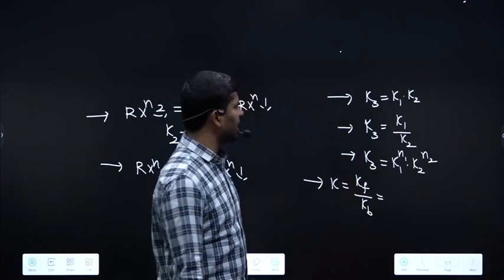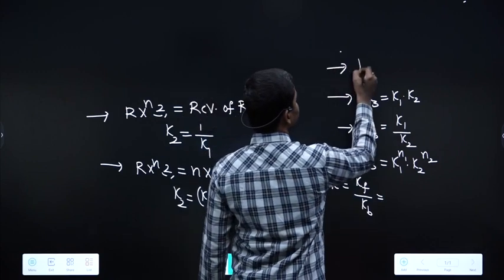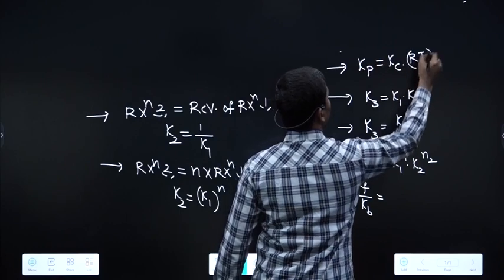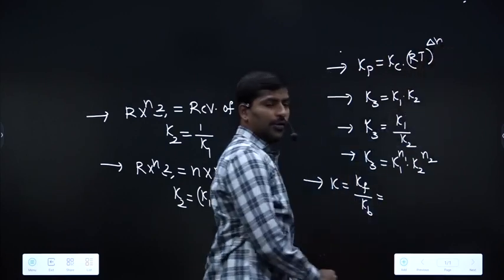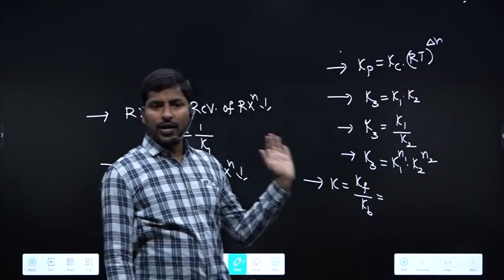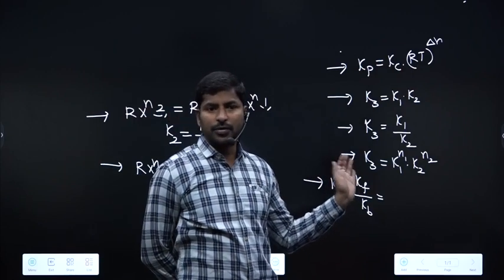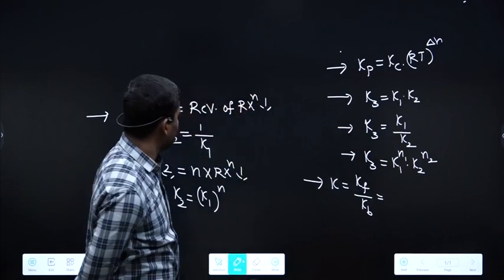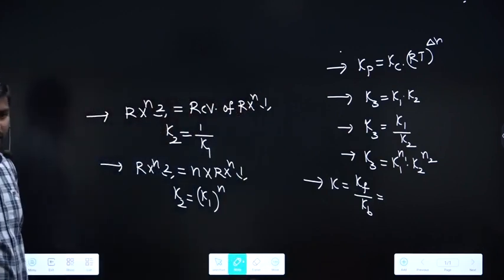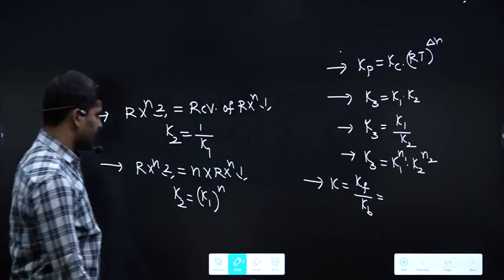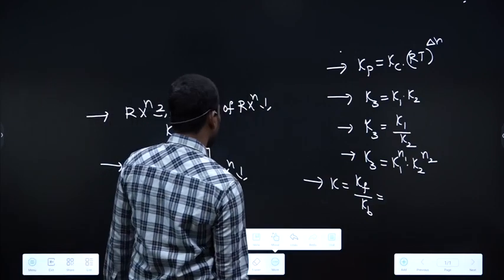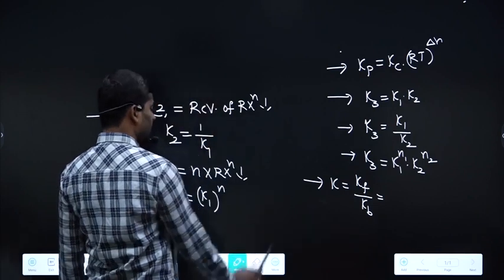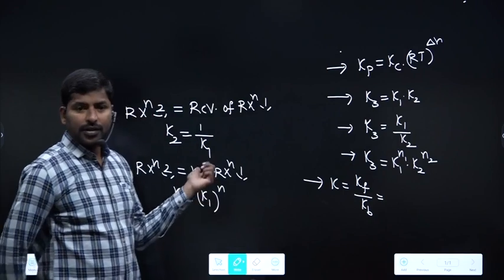What is the relation between Kp and Kc? Kp is equal to Kc into RT whole power delta n, where delta n is the product side number of moles of gaseous substance minus the reactant side number of moles of gaseous substance. Right? These are some equations we discussed. And what is the importance of equilibrium constant? That also we discussed.